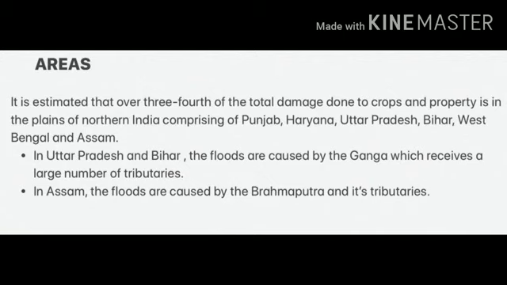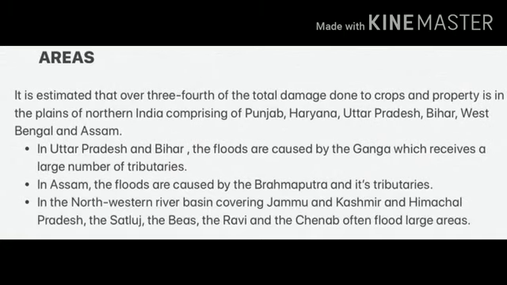A large amount of silt is deposited here by the Brahmaputra and its tributaries, which makes the river channel shallow and its capacity to carry a large amount of water is reduced. This results in flooding of the vast areas in and around the valley. The Assam Valley is considered to be one of the worst flood affected areas of India.